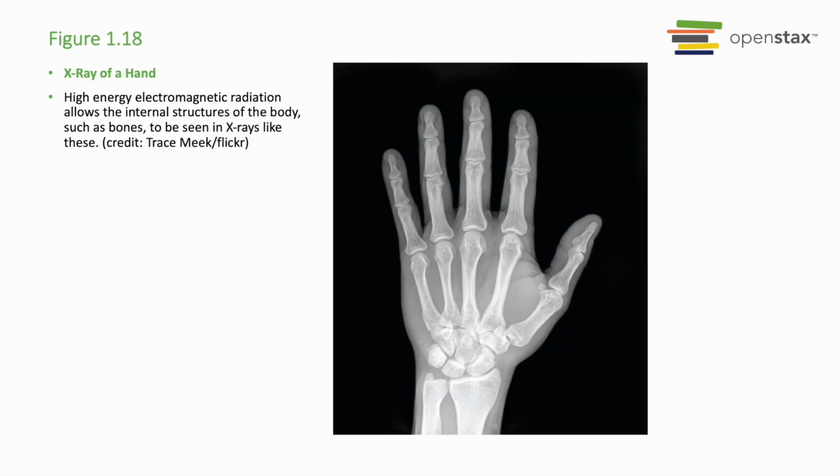Figure 118. X-ray of a hand. High-energy electromagnetic radiation allows the internal structures of the body, such as bones, to be seen in X-rays like these. Credit: tracemeek/Flickr. This photo shows an X-ray image of the palmar surface of the left hand. The bones appear bright white against a gray outline of the skin of the hand. The 4 segments of the finger bones are clearly visible, as well as the collection of round bones that compose the wrist and connect the hand to the 2 bones of the forearm.